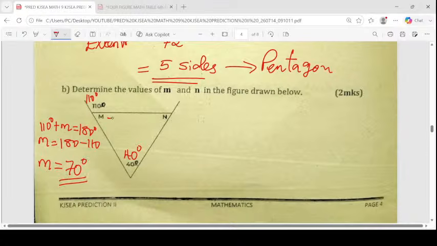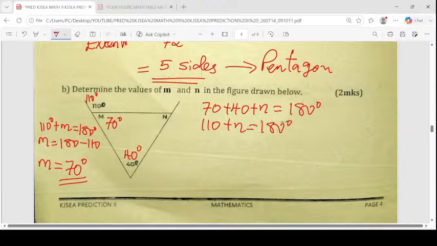So if this is 70, you can now see we have a triangle. So when I take 70 plus 40 plus n, they should also give me 180 degrees because angles in a triangle add up to 180 degrees. So this is 70 plus 40, this is 110 plus n is equal to 180 degrees. To get the value of n, 110 crosses the other side. So n will be given by 180 minus 110. So n will be equivalent to 70 degrees. n is 70 and m is also 70.